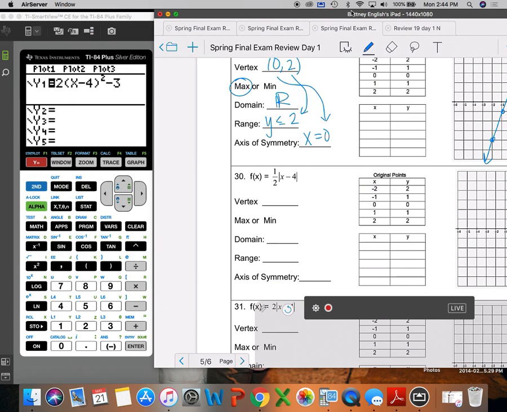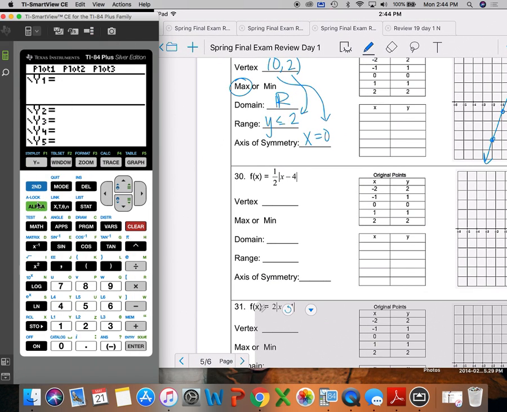So for problem 30, in y equals, I can type in what I'm seeing. I have 1/2 in front. To get the absolute value, you click Math, go to Number, and Enter. I can see this looks like an absolute value, so I can type it in exactly like I see it, so x minus 4. When I click Graph, I can see what it looks like.